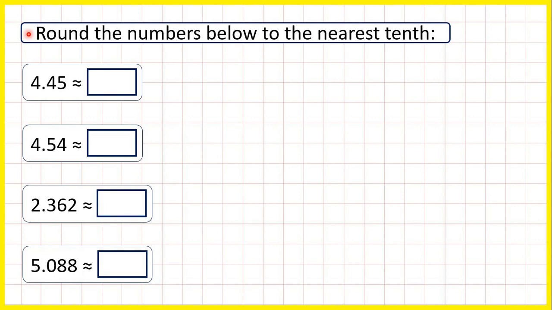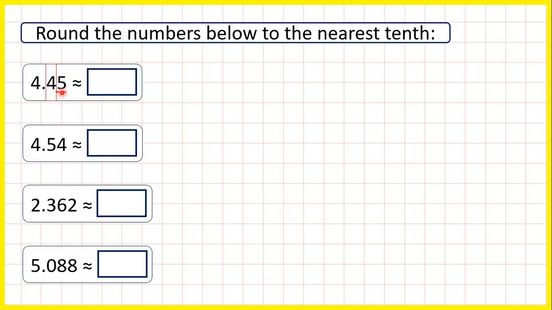We need to round the numbers below to the nearest tenth. So first we have 4.45. The tenths digit is always the first digit after the decimal point, so we can circle the tenths digit, and when we're rounding, we're looking at the place value to the right. So for rounding to the nearest tenth, we're looking at the hundredths digit.